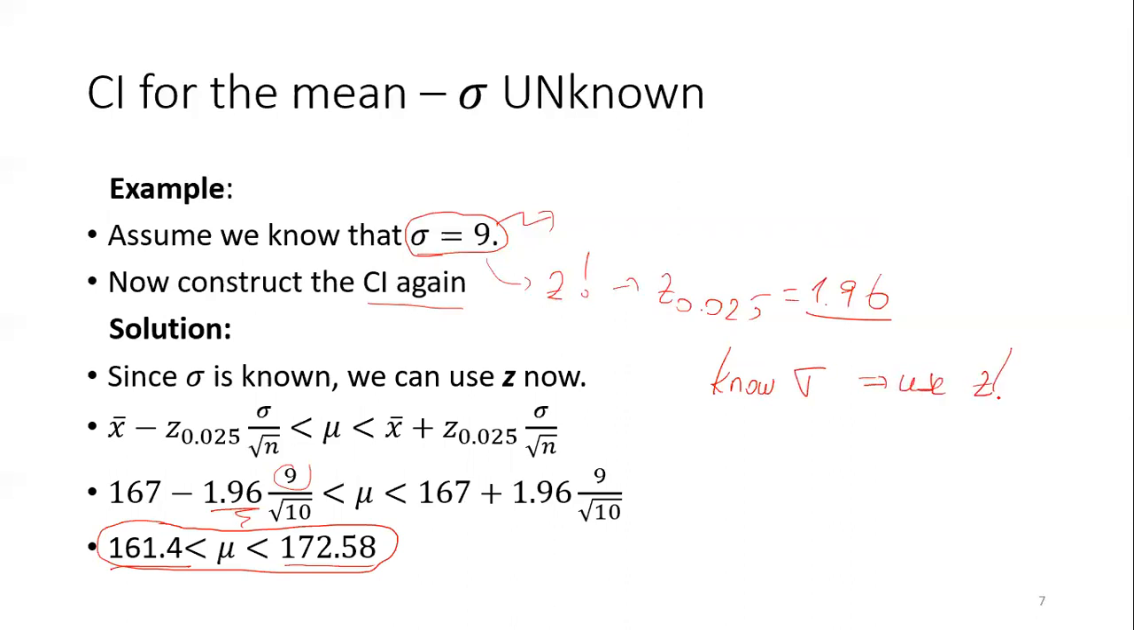In hypothesis testing and in confidence intervals, if you don't know sigma, right? If you don't know sigma, then you will just use t, both in hypothesis testing and confidence intervals.